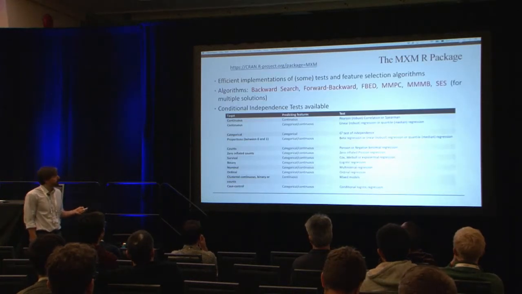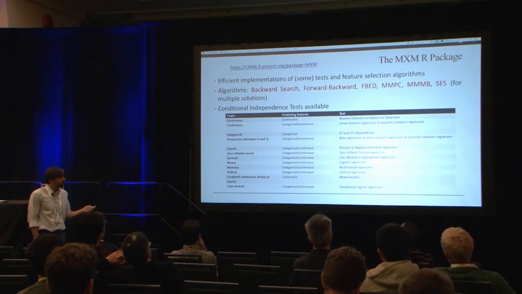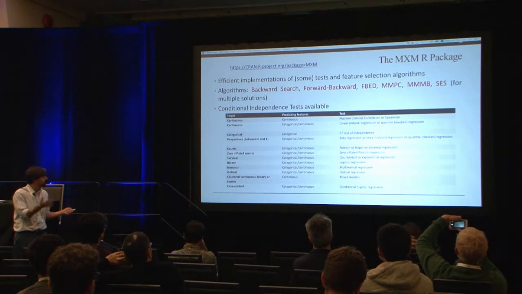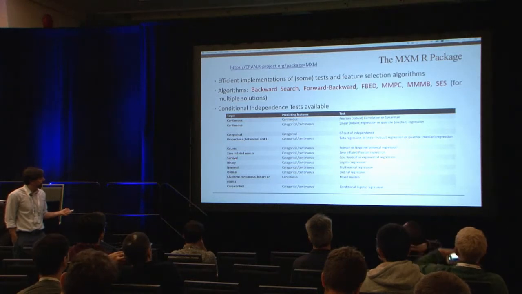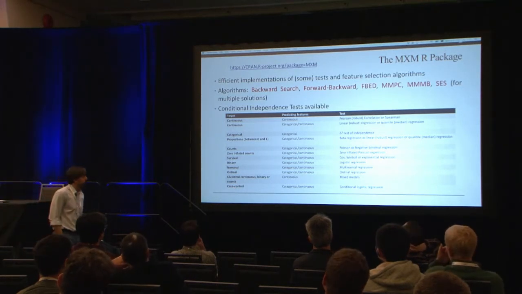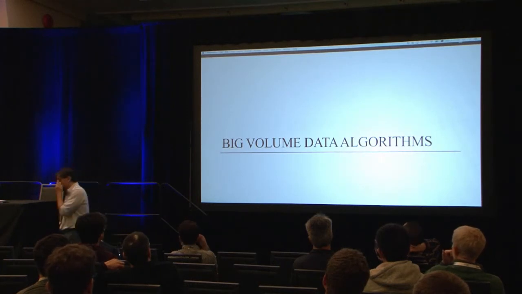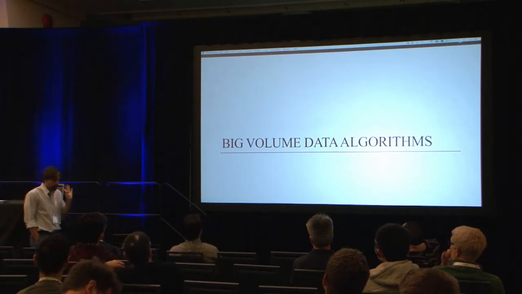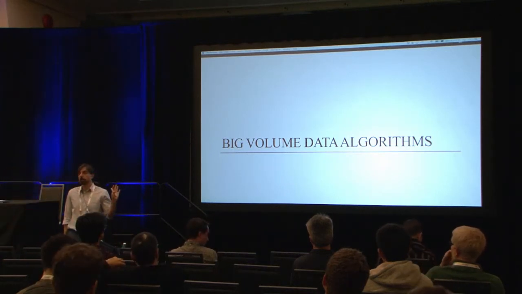We have implemented all that in the MXM R package. And you can see here we have a bunch of conditional independence tests that we have implemented. So you can run it on continuous variables, categorical, proportions, counts, zero inflated counts. Use it for survival and time to event analysis, ordinal data, and case control data, and so forth. With the same algorithms, you just plug in a different conditional independence test. Okay, and in the end, I left, if I have a few minutes, to describe a work that was submitted yesterday.